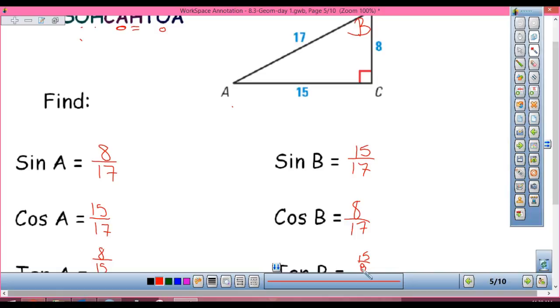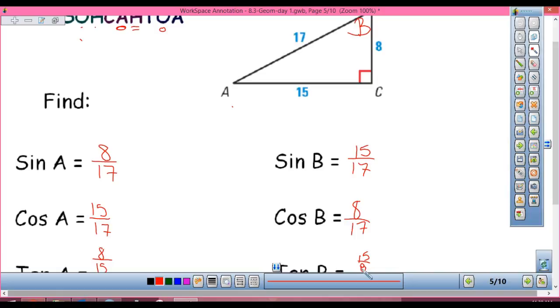So if I'm looking at sine and cosine, those both have to do with what side? What's the bottom of both sine and cosine? The hypotenuse. Can the hypotenuse ever be smaller than the leg? No, because your hypotenuse is always your longest side. So sine and cosine can never be greater than 1 because your hypotenuse is always going to be on the bottom. Does that make sense?